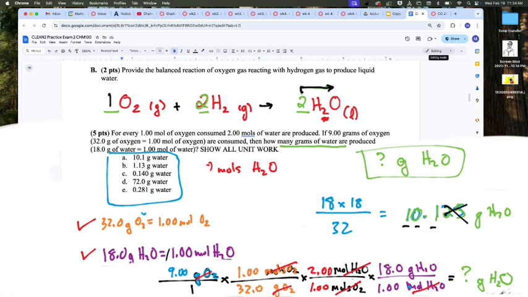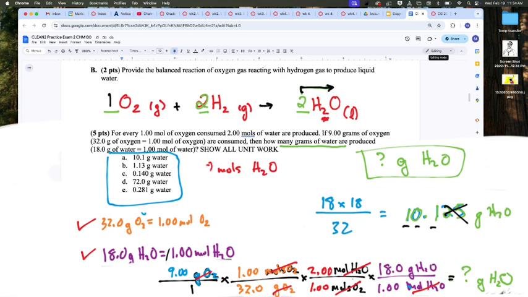Make sense? And then the next thing to make you feel worse, I apologize, that's all I do apparently, is make people feel worse. Look at all those other answer choices. What's fun about those answer choices? We did 9 times 2 times 18 divided by 32.